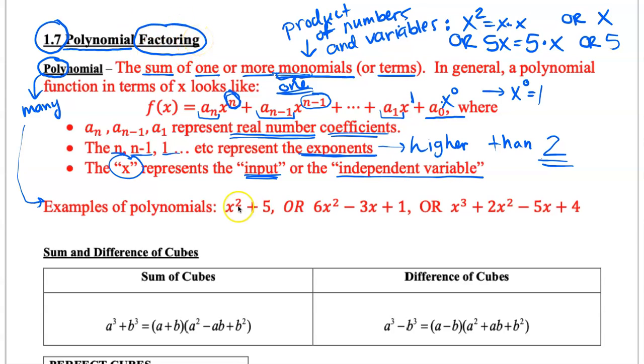expressions that may have an exponent higher than 2, but that are still considered polynomials.